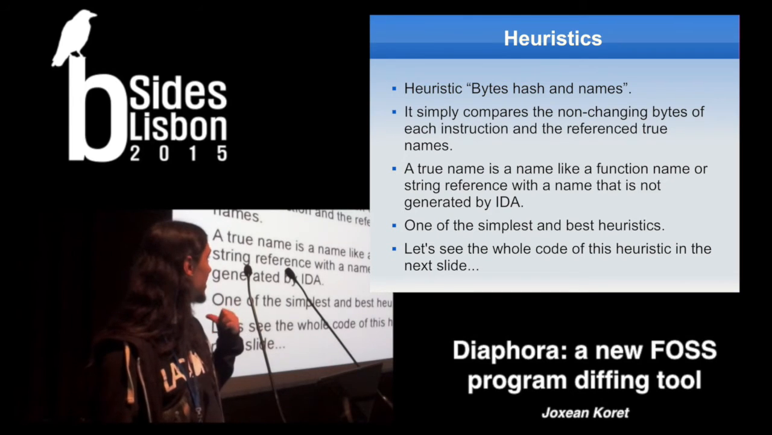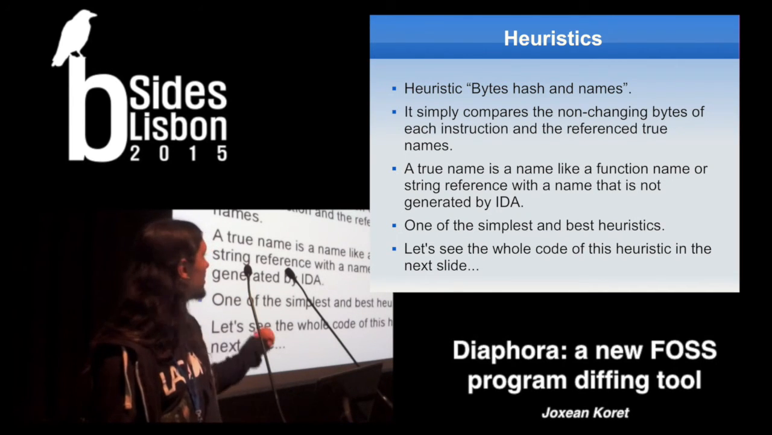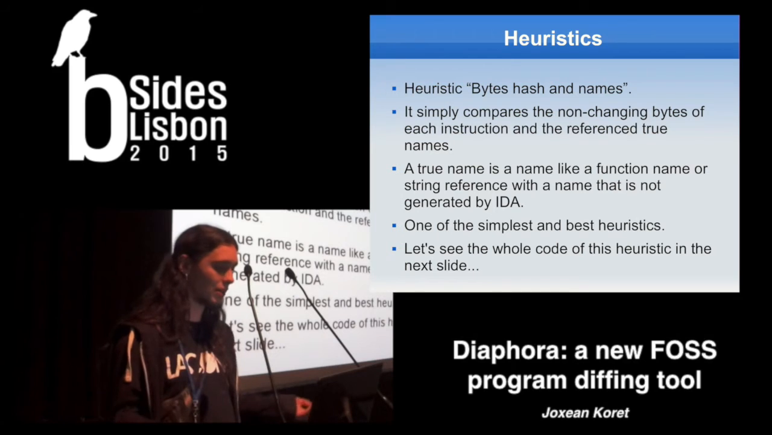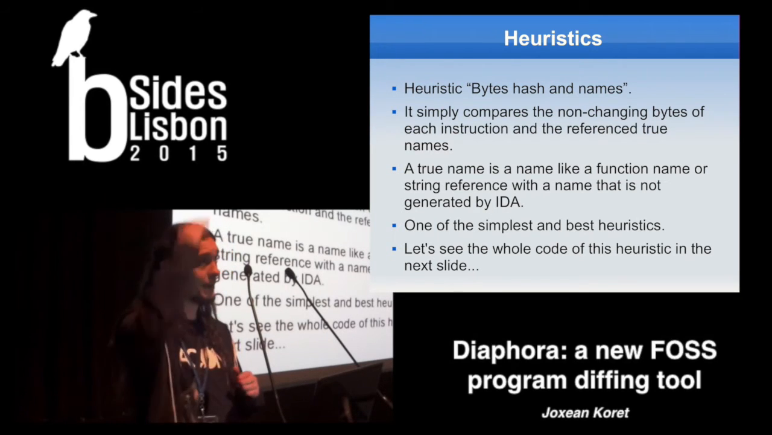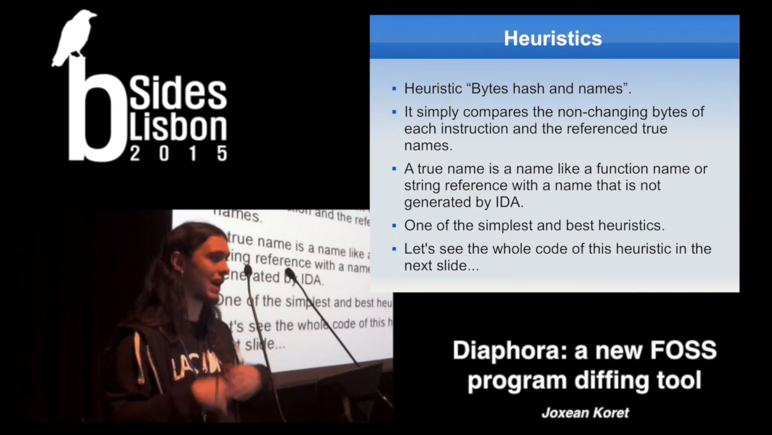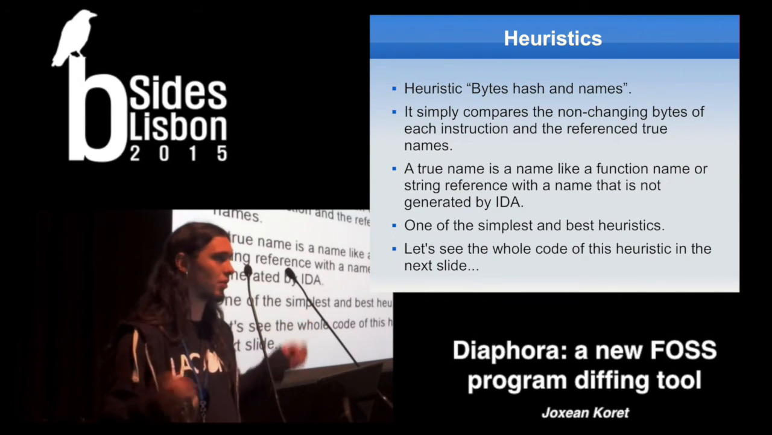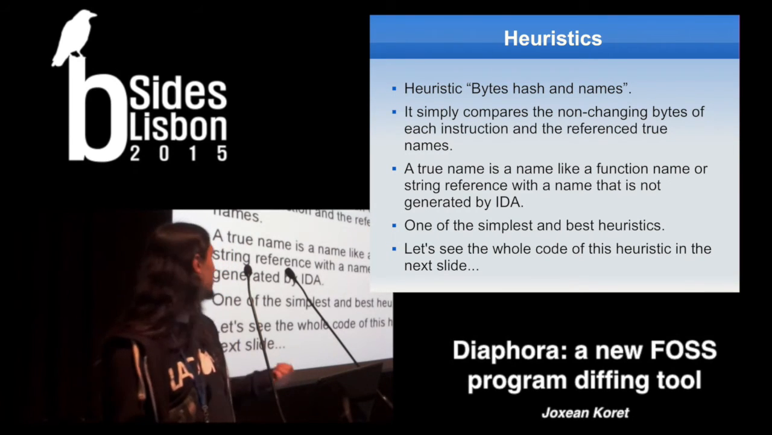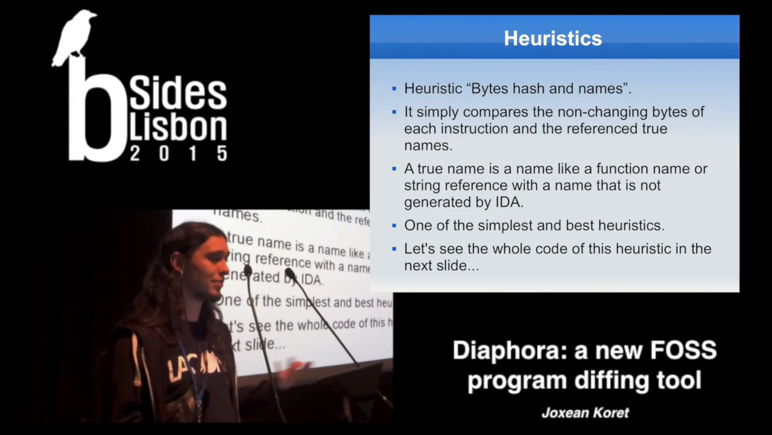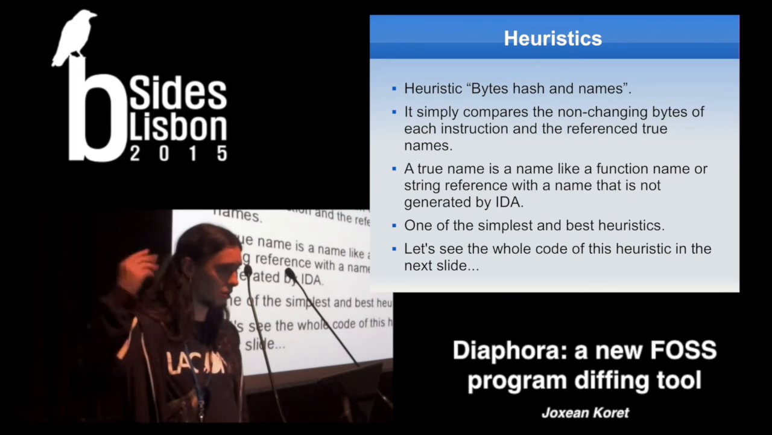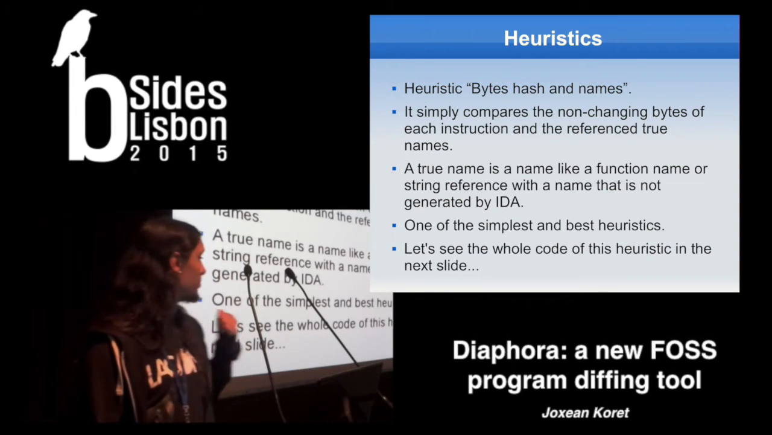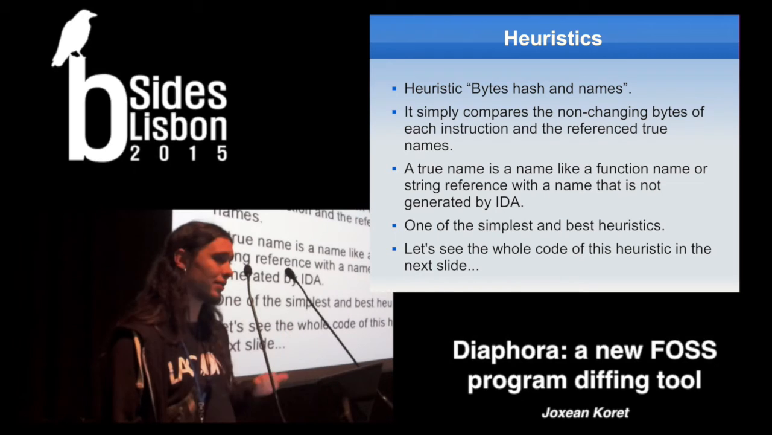This is one that we already discussed a bit. The heuristic bytes hash and names. It simply compares the non-changing bytes of each instruction and the references through names. If the bytes from the assembly instructions are actually the same, and the true names of, I don't know, constant uses or global variable names are the same, we know that we have a really, really good match. A true name is a name like a function name or a string reference with a name that is not auto-generated by IDA. So it is not sub underscore an address, or off underscore an address, or dbl underscore an address. This is one of the simplest and best heuristics that is already implemented in Diaphora.